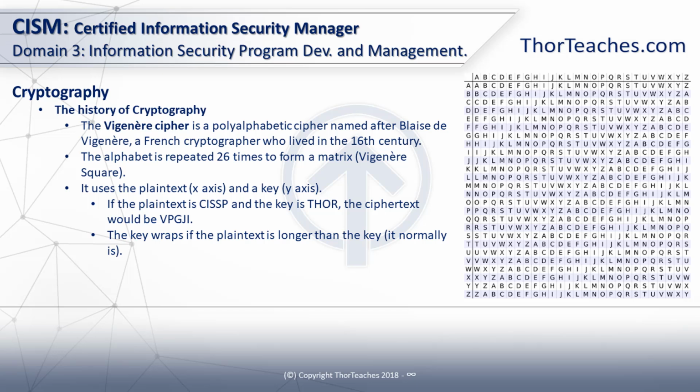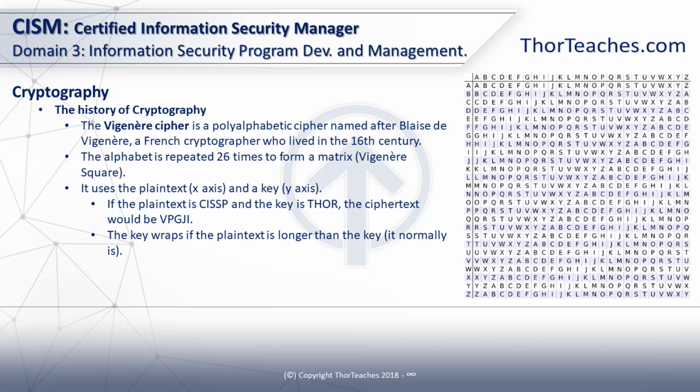The Vigenère cipher is a polyalphabetic cipher named after Blaise de Vigenère, a 16th century French cryptographer. As you see over here on the right, the alphabet repeats 26 times in a square, which is called a Vigenère square. You write the plaintext on the x-axis and the key on the y-axis.